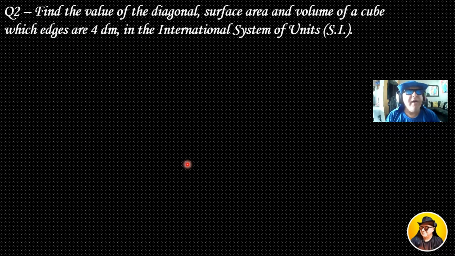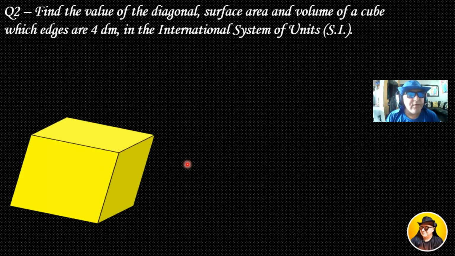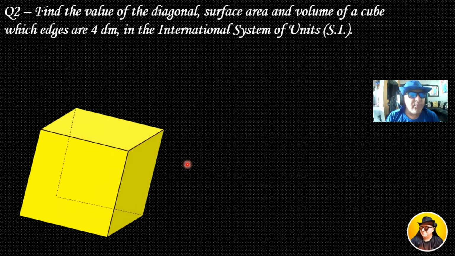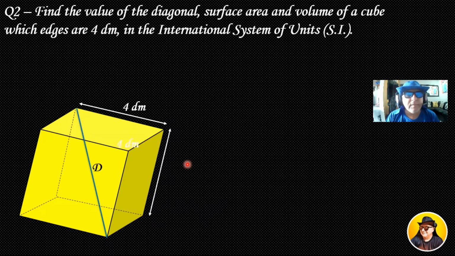Let's go to question 2. Pay attention. Here it is. Find the value of the diagonal, surface area, and volume of a cube, which adds up for this meters in the International System of Units, SI. So here is a yellow cube. The edge is behind it. You can see there inside it, and the diagonal. So one edge is 4 decimeters, and of course, the other one is also 4. The last one is also 4 decimeters.